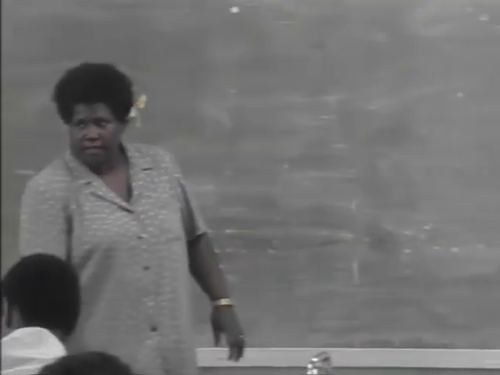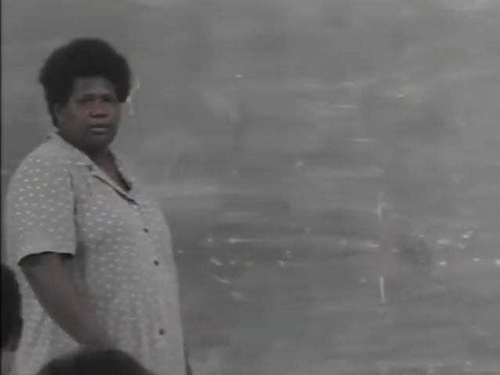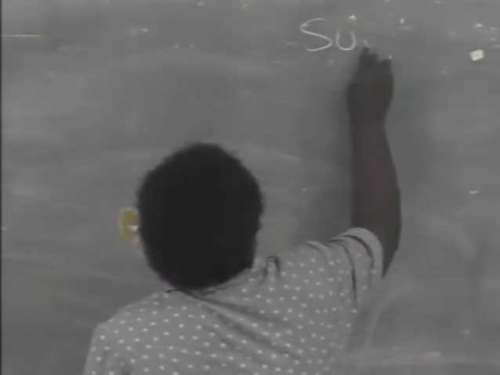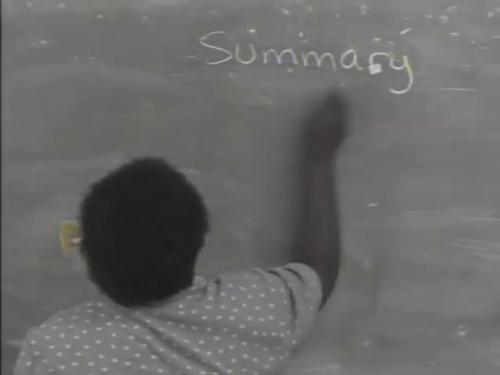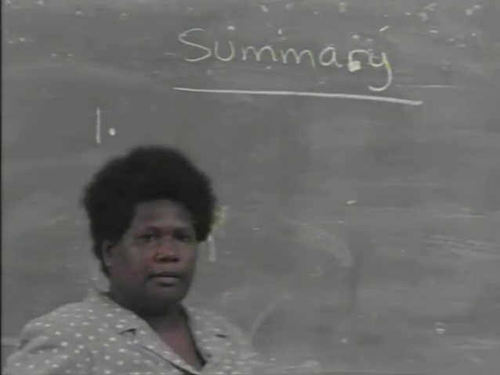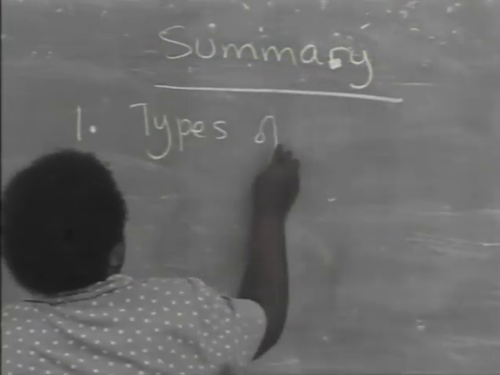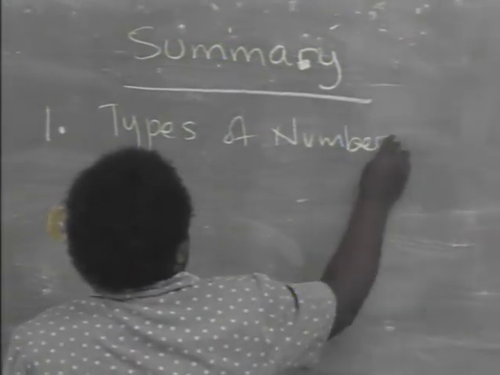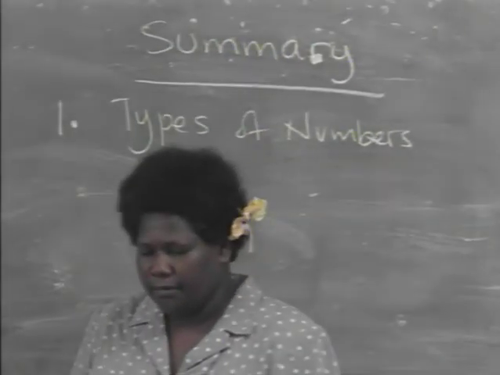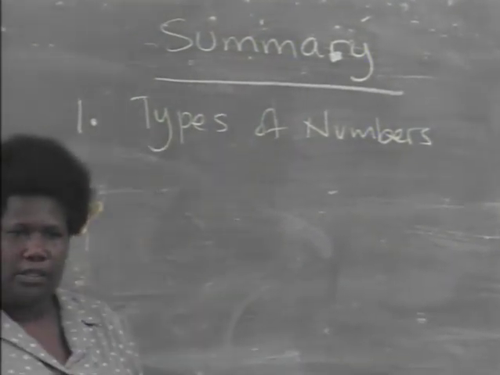Okay, we'll just look at a summary on what we've done so far on basic numeracy. The first thing that we looked at: what is the very first thing we looked at when we started the topic on numeracy? Types of numbers. Very good. We looked at types of numbers. Natasha, give me a type of number and tell me what its definition is.